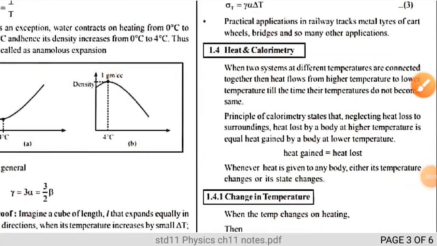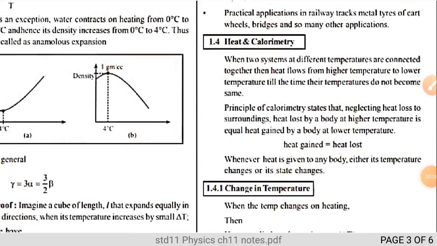Now heat and calorimetry. Heat and calorimetry means when two systems at different temperatures are connected together, then heat flows from higher temperature to lower temperature, right? We earlier discussed that. So always heat flows from higher to lower. So the heat lost by the higher temperature body and the heat gained by the lower temperature body are the same. So heat gain is equal to heat loss, right? So we can call it conservation of heat.